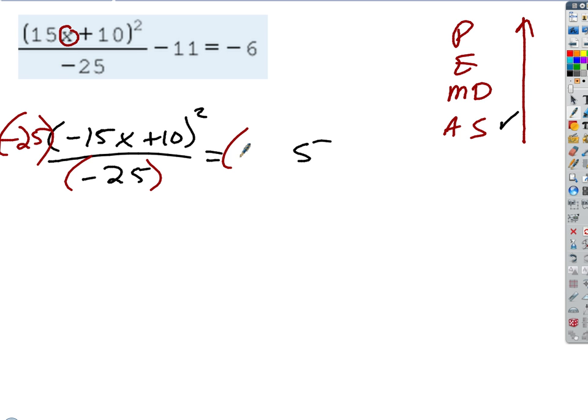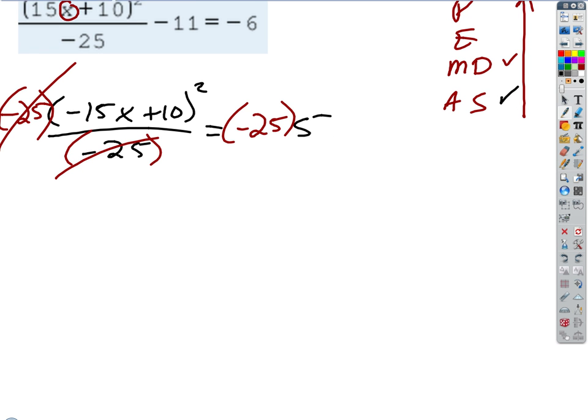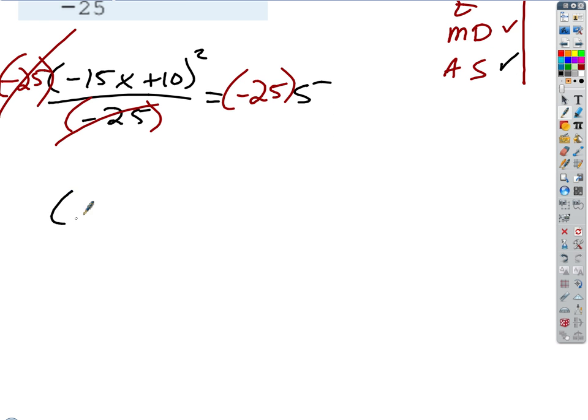so those cancel, that's good, right? That's our multiply step, and we end up with, if we do that, just the quantity -15x plus 10 squared equals what? -125. Okay, next we were supposed to deal with exponents, so that means square rooting in this case, right?